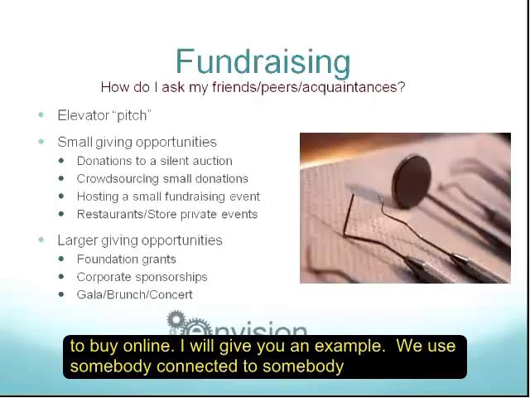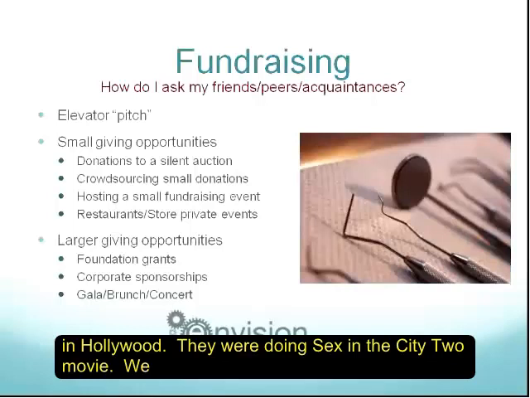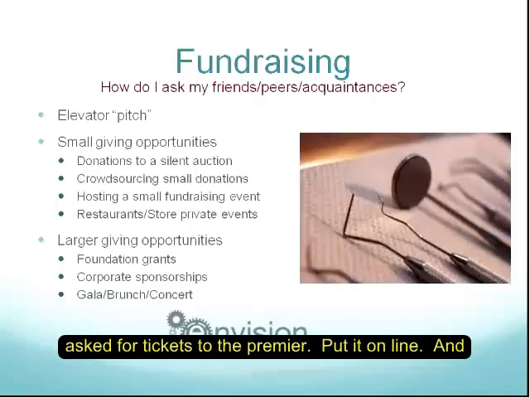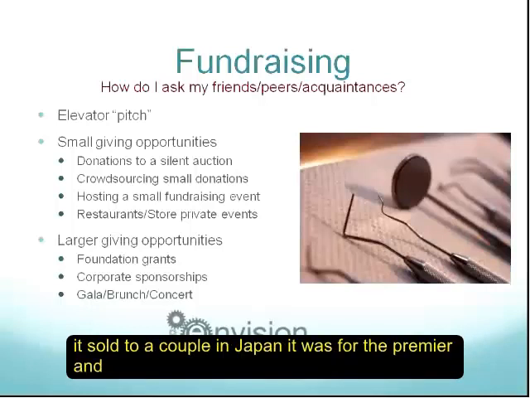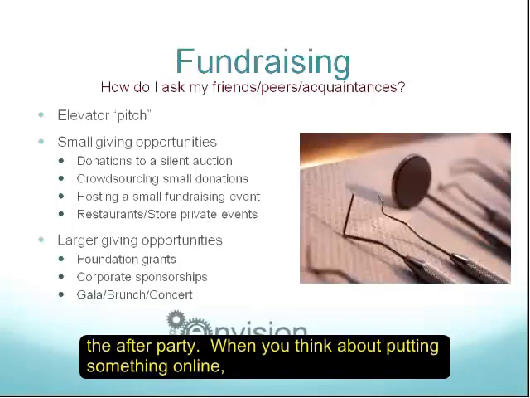buy online? I'll give you an example of one of the things that we used. We used somebody who was connected to somebody else who was in Hollywood. They were doing a Sex and the City 2 movie, and we asked them if there was maybe a way that they can get us tickets to the premiere. We were able to get 2 tickets for the premiere, put it online, and it sold to a couple in Japan for $30,000, right? And it was for the premiere and for the after party.